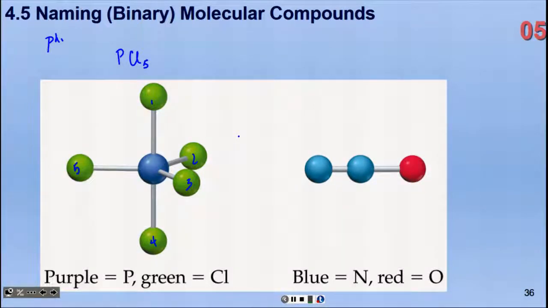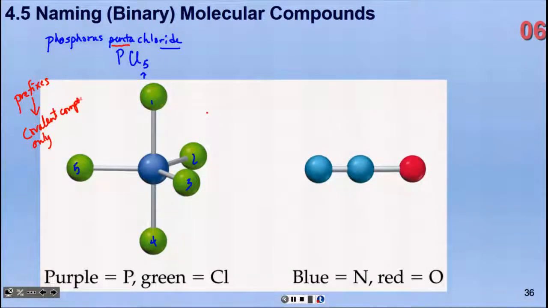So that's phosphorus, no prefix needed because there's just one. And if there are 5 chlorine atoms in that molecule, then we're going to say penta, and then chloride is the ending for that chlorine in that molecular compound. Same as it would be in an ionic compound, but we can tell it's a covalent compound because it's got prefixes. So prefixes only for covalent compounds, never in the other one. You never need them for ionic.